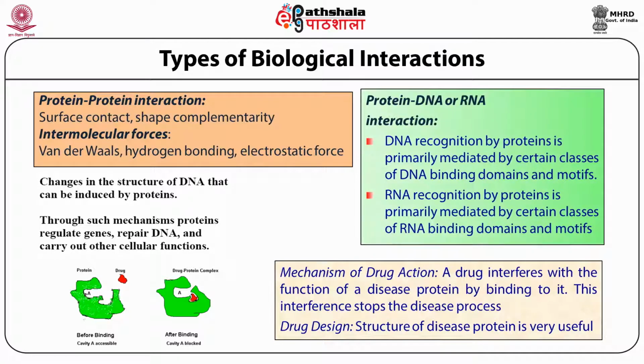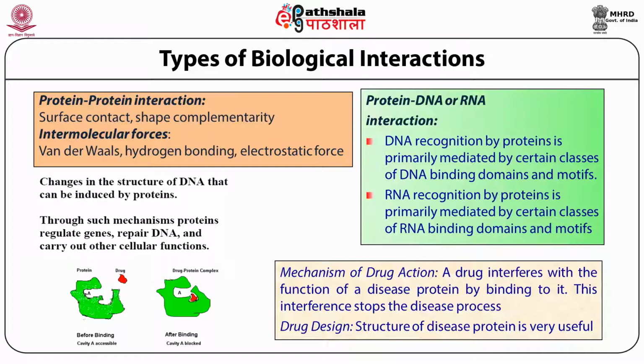The other type of interaction in biological molecules is protein DNA interaction or protein RNA interaction. DNA recognition by protein is primarily mediated by certain classes of DNA binding domains and motifs which specifically recognize particular sequences of DNA. On the other hand, RNA recognition by protein is primarily mediated by certain classes of RNA binding proteins having RNA binding motifs or domains. Changes in the structure of DNA can be induced by protein, and through such mechanisms the protein regulates gene expression, repair of DNA, and carries out other functions.